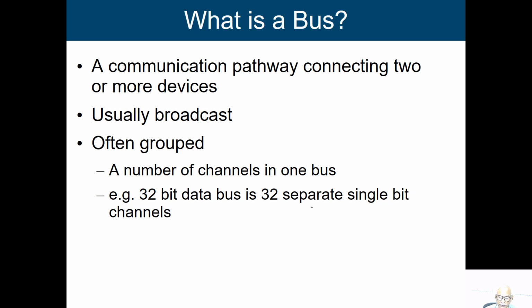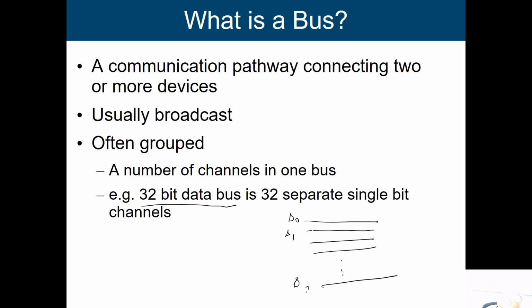For example, if we talk about a 32-bit bus, we get 32 different single-bit channels. These are the connecting wires or channels, for signal line 0, signal line 1, up to signal line 31. Combining these together, this is your 32-bit data bus. Through this data bus we can transfer 32 bits of information in one go. So, this is the concept of a bus.